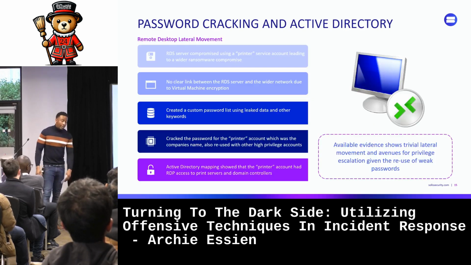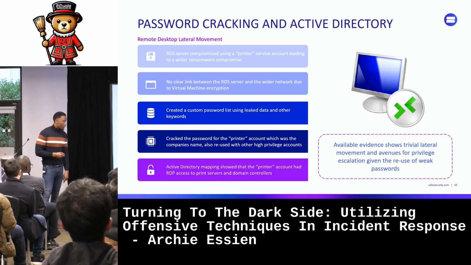An example of this we had was where the RDS server had been compromised due to the printer service being exposed to the internet. There was no clear link between that RDS server and the printer, due to the virtual machine encryption. We created a custom password list using the leaked data and keywords, and then cracked the password for the printer account, which had used the company's name and which had been reused in higher accounts previously.